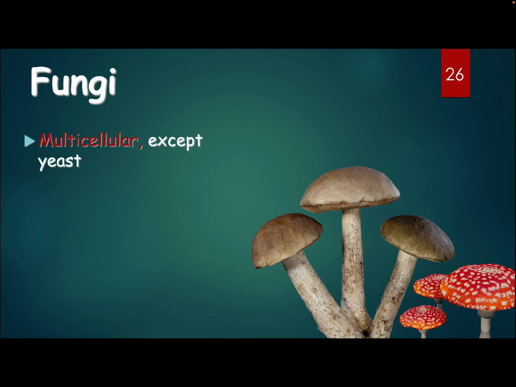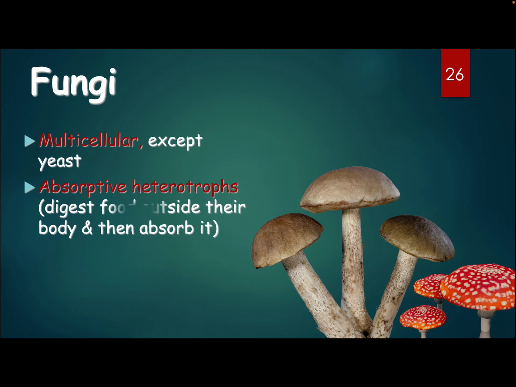Then you have fungi. These ones are multicellular, except for yeast. Yeast are single-celled organisms, but any fungus you see growing in the backyard, those are multicellular. They're called absorptive heterotrophs. Heterotrophs means, again, that they take in food. Absorptive means that they basically absorb it.